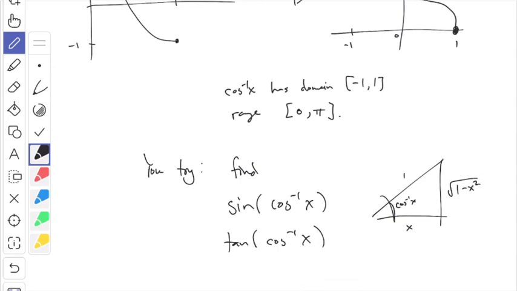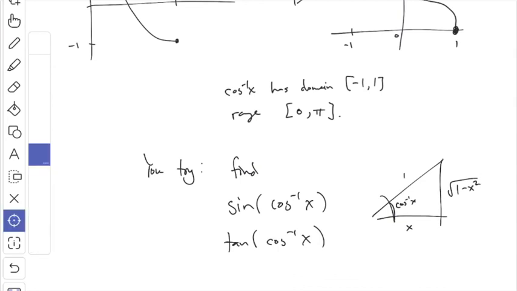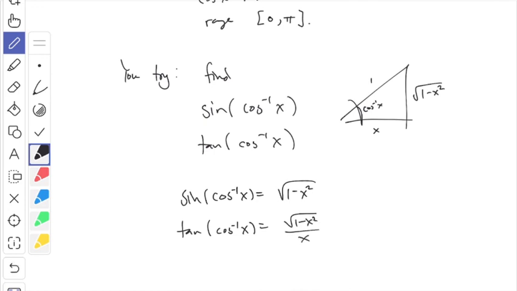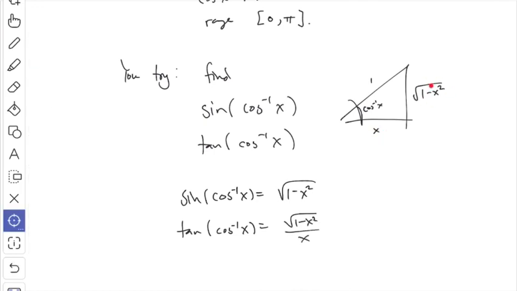So the sine would be opposite over hypotenuse. Opposite is here now, and the hypotenuse is 1. So the sine of inverse cosine of x is just that square root of 1 minus x squared, over 1. And then the tan of inverse cosine x is the opposite over the adjacent, so it'll be that divided by x. On this picture, this is the opposite, and this is the adjacent. It looked like everybody was getting those.